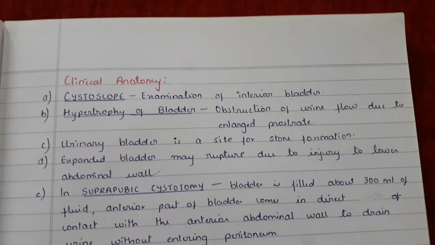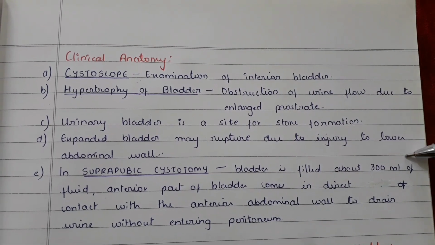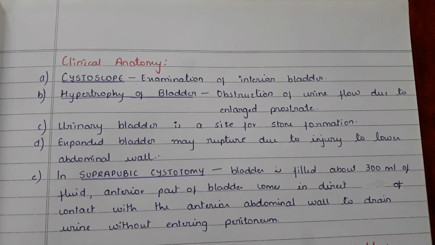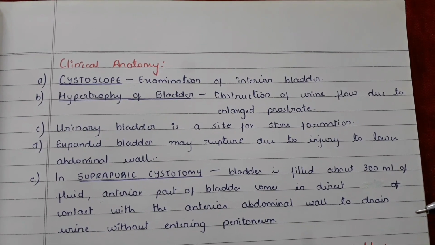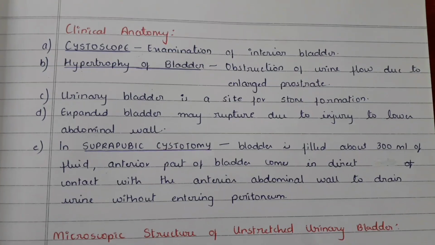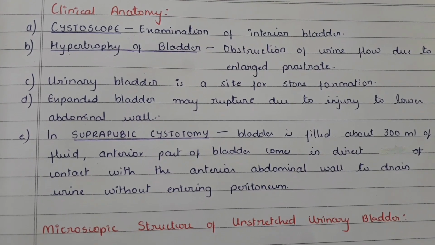In suprapubic cystotomy, the bladder is filled with about 300 ml of fluid. The anterior part of the bladder comes in direct contact with the anterior abdominal wall to drain the urine without entering the peritoneum. Microscopic structure of the unstretched urinary bladder.